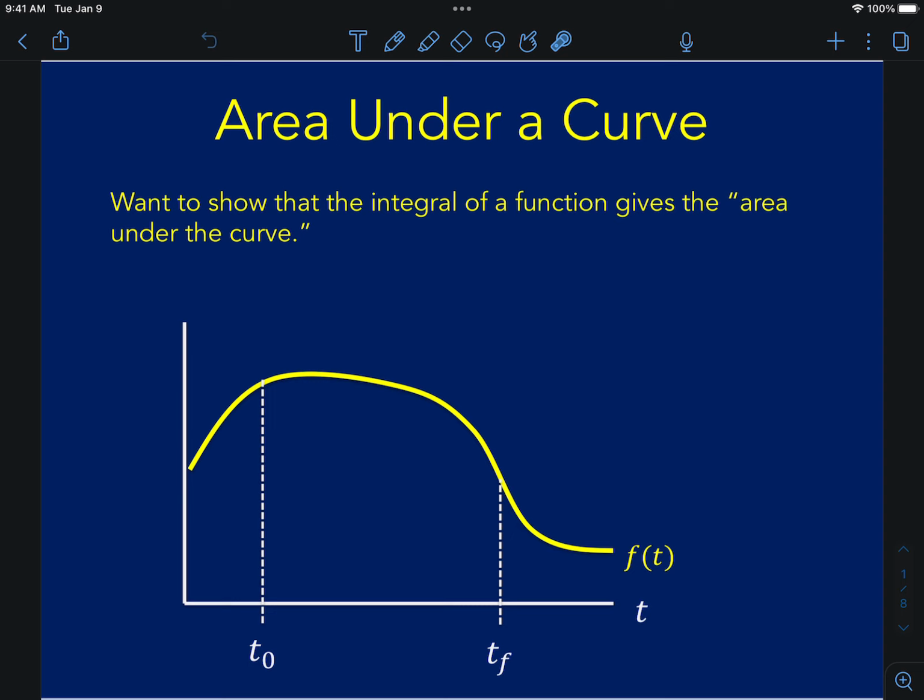We want to show that the area under a curve is given by the integral of that function. So here is an arbitrary function, f of t. The x-axis here is given by the variable t. And what we're going to try to do is calculate the area under the curve over this region, from t0 to tf. So let's go ahead and do that.